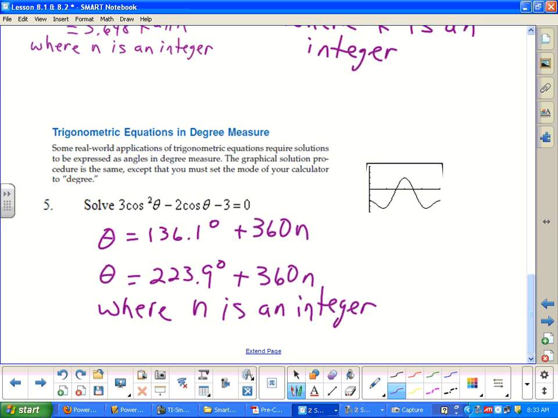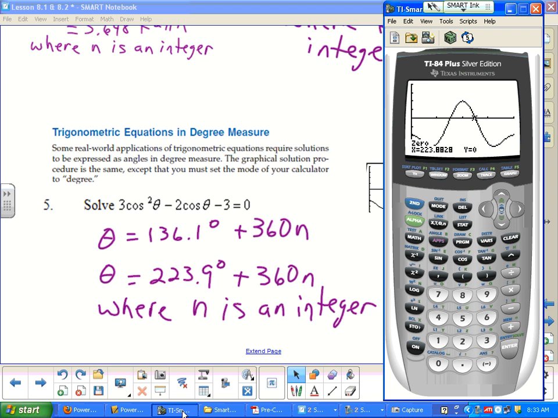So the big thing here is it's not overly difficult. It's just a matter of making sure that you're in the right mode, first of all. And like I said, you can use the intersection method or the intercept method. The only thing is that the first thing you want to do is get it set equal to 0. So this one I just did here, I could use the intersection method. I'm just going to put 0 in my y2.